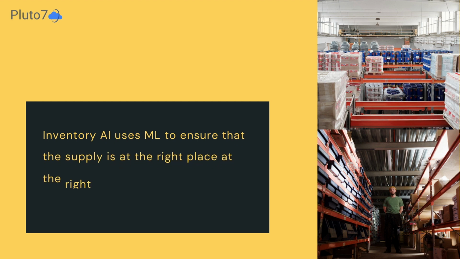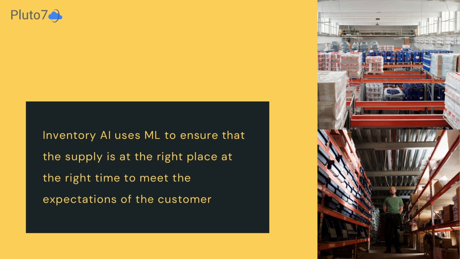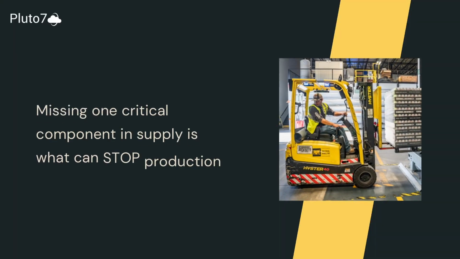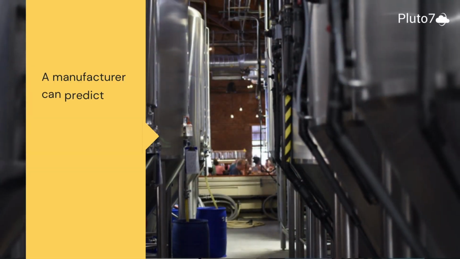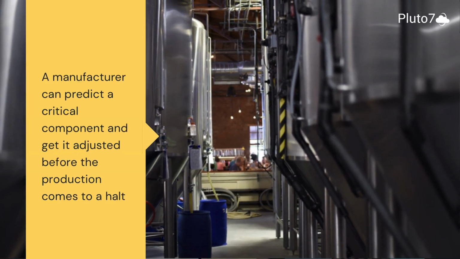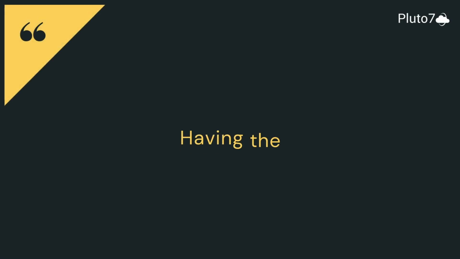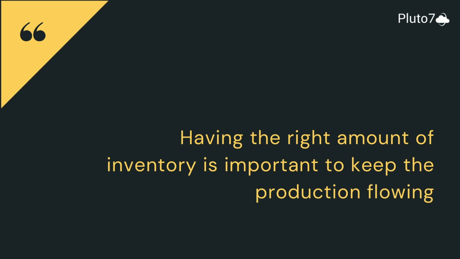Inventory AI uses machine learning to ensure the supply is in the right place at the right time to meet customer expectations. Missing one critical component in supply can stop an entire production line. Having the right amount of inventory on hand is critical to keeping production flowing without having too much inventory that will eat into cash reserves.